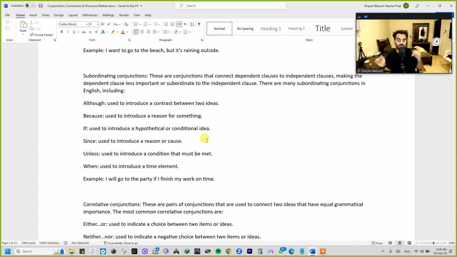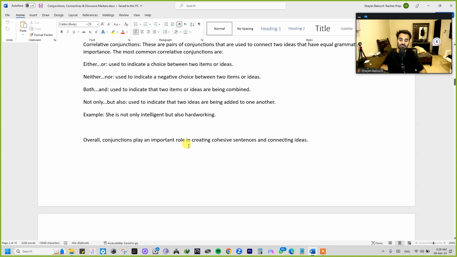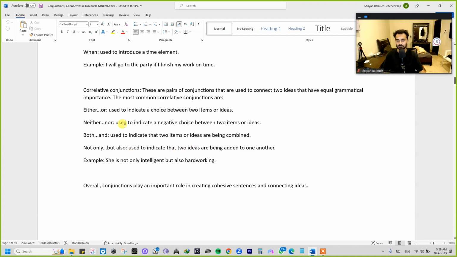Now, what I'm doing, I'm trying to put a condition over here to express this thing that if I'm going to do that, then I will be doing that. Okay. Then we are having correlative conjunctions. Okay. So correlative conjunctions, very easy.